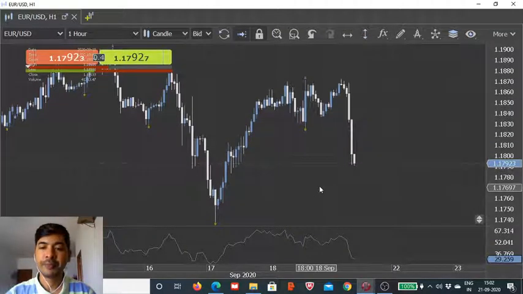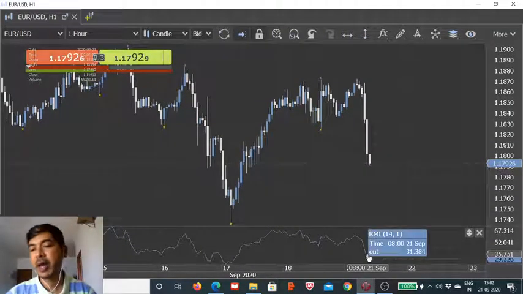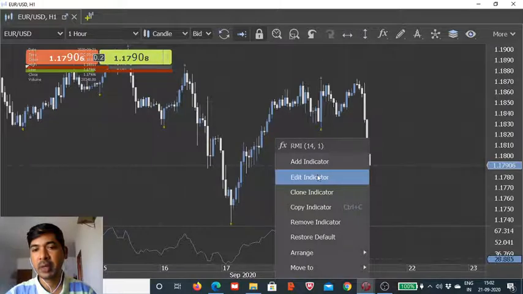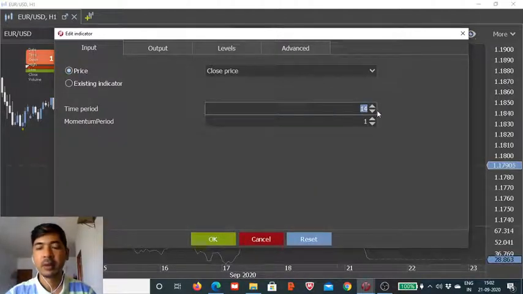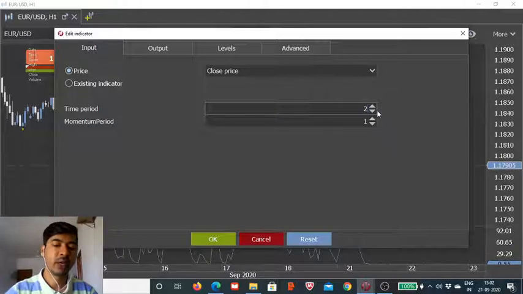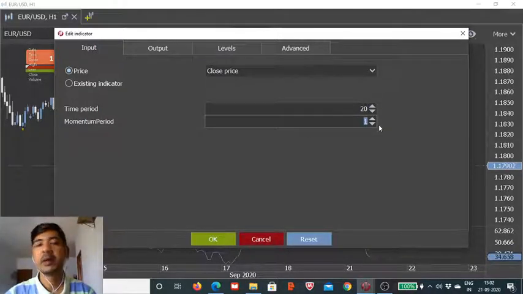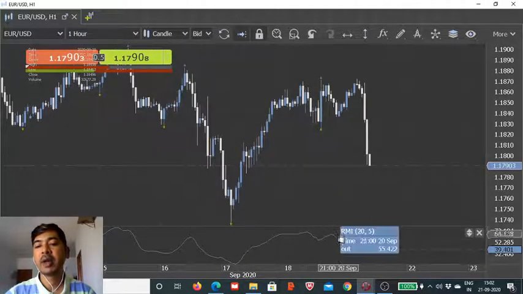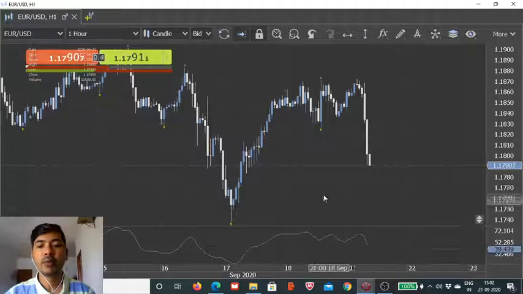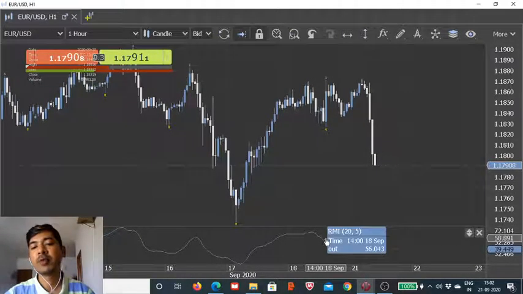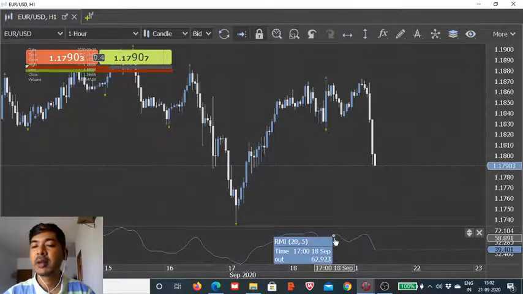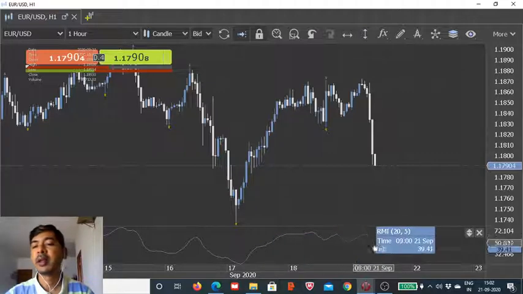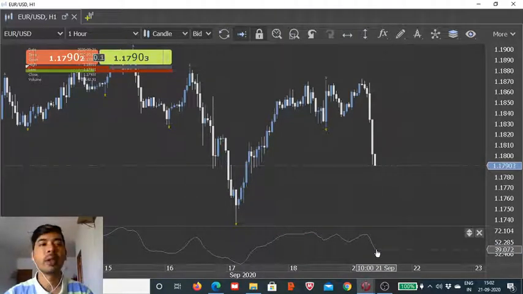Now coming back to the RMI. Here, let us change these parameters. We will take the default value and change it to, for example, 20, and the price change we will average over 5 days. So here we have this kind of outcome now for the EUR/USD, defined for the last 20 candlesticks of 1 hour each. So we have the data for the last 20 hours, and the price change is being averaged over the last 5 hours.